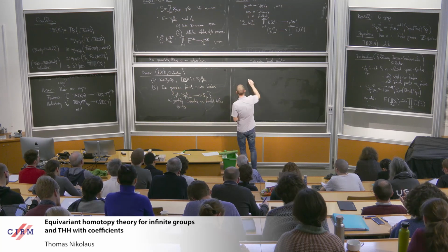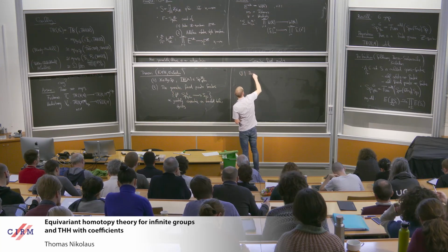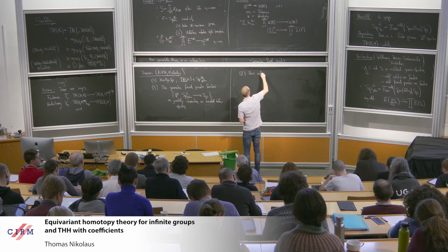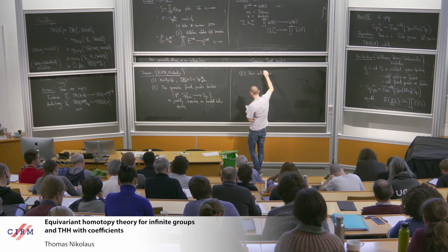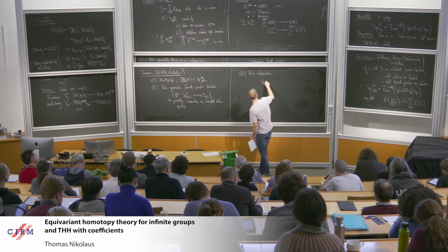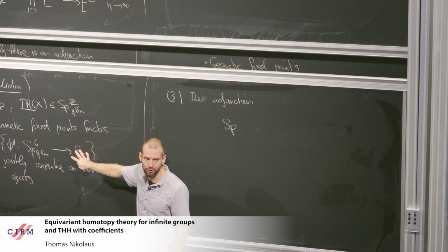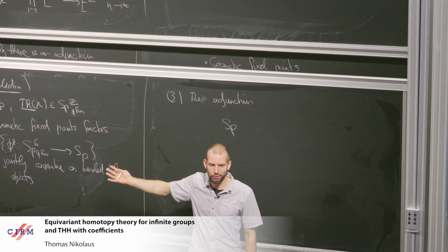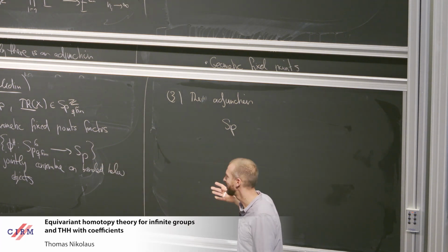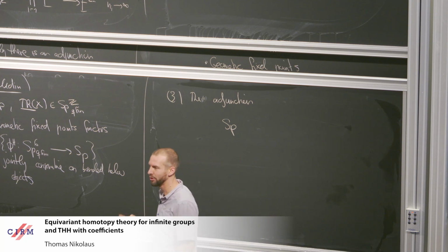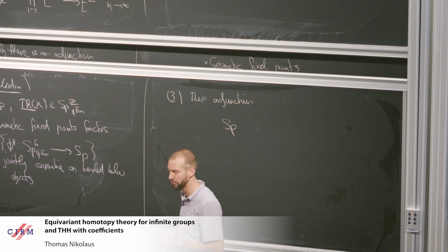That's an abstract statement. Thirdly, there is an adjunction. And I guess I should say part of 2 is actually that one can give a reasonable definition of geometric fixed points. A priori it's maybe not clear what geometric fixed points are, but the statement is there is a definition which somehow generalizes everything we know and makes this work.